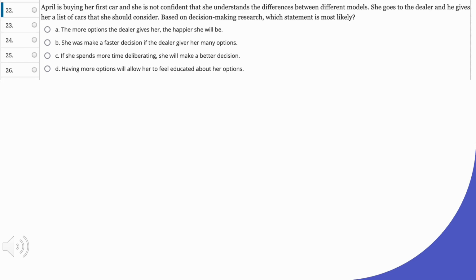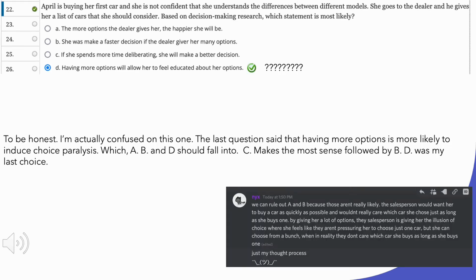A. The more options the dealer gives her, the happier she will be. B. She will make a faster decision if the dealer gives her many options. C. If she spends more time deliberating, she will make a better decision. D. Having more options will allow her to feel educated about her options. It's D. To be honest, I'm actually confused on this one. The last question said that having more options is more likely to induce choice paralysis, which A, B and D should fall into. C makes the most sense, followed by B. D was my last choice.